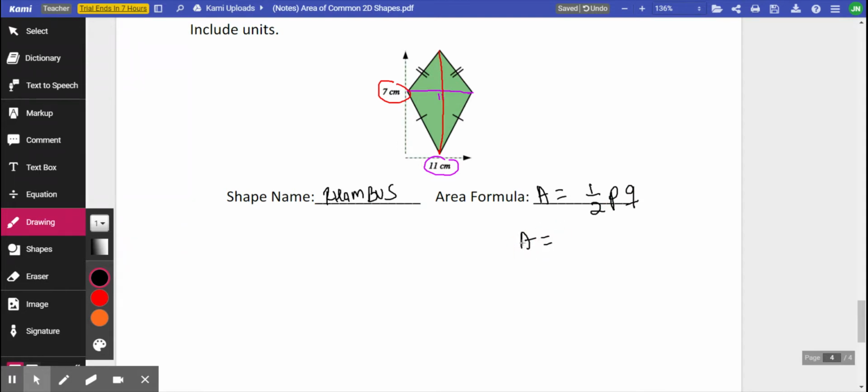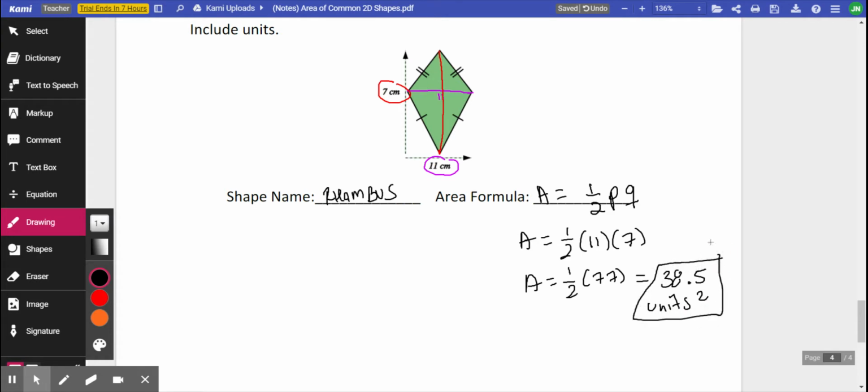So when we plug that in, the area is equal to 1/2 multiplied by 11, and then multiplied by 7. So 7 times 11, and then we divide that by 2. You can do it in whichever order you want. So 7 times 11, I got 77. And then I take that and divide it by 2, I got 38.5. So it's 1/2 of 77, which gives you 38.5 units squared. Okay, so all we're doing is using the formula.